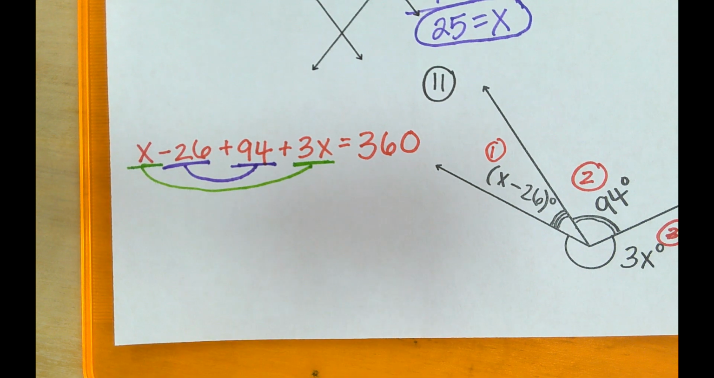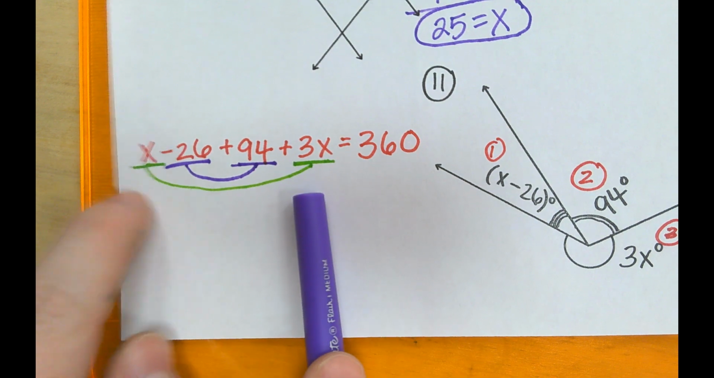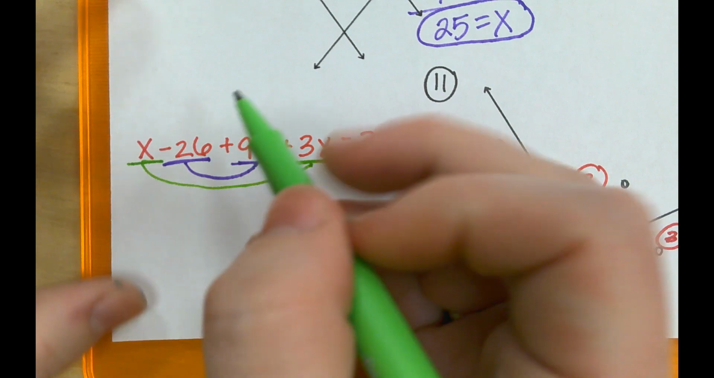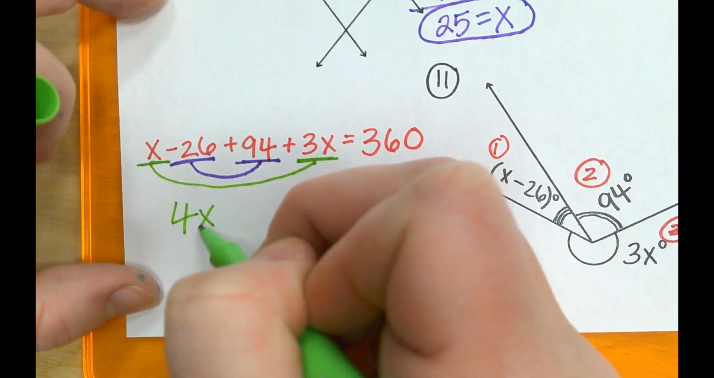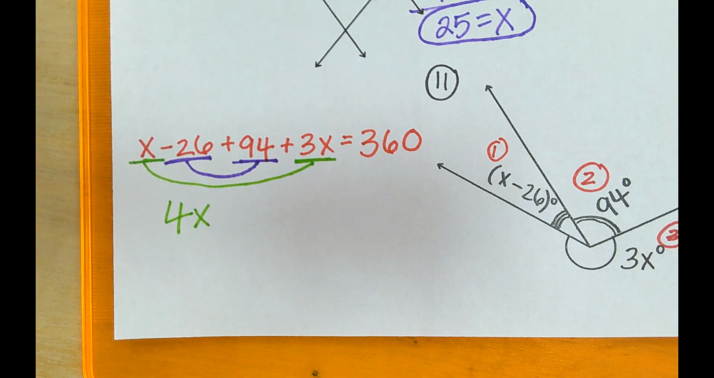First, let's combine our x's. What is 3x plus x? 4x. Good. So let's write that. 4x. And then 94 minus 26? 68. Good. So let's write that.